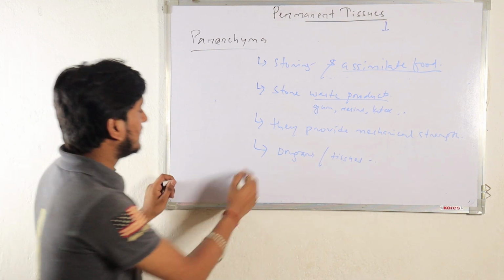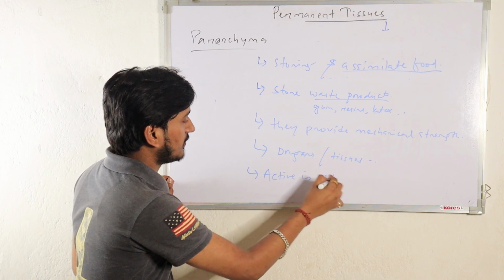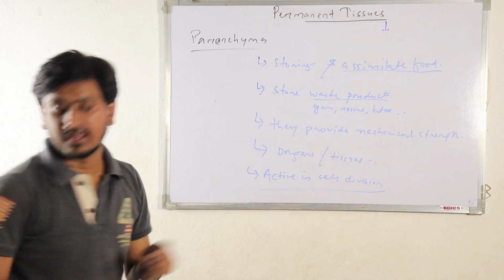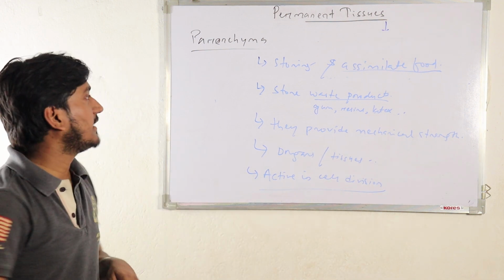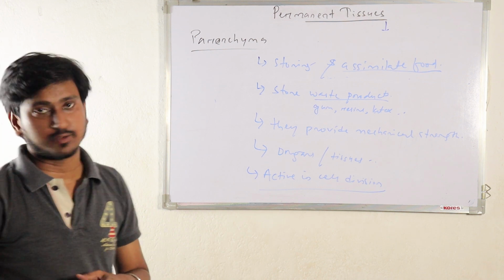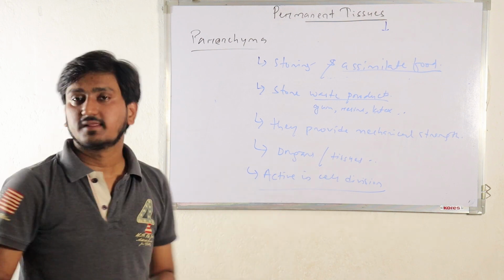Another thing, they will be active in cell division. The parenchymatous tissues are always active in the cell division process. That's why they also help in healing and repairing of different organs or tissues. Whatever damage happens, they can heal and repair it because they are active in cell division.